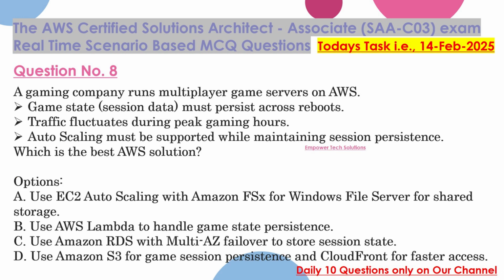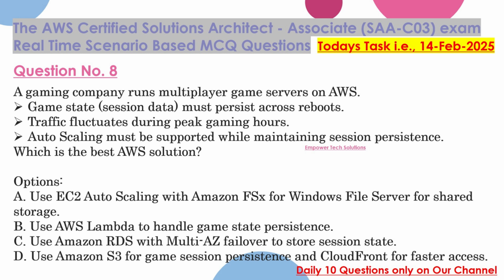Question 8. A gaming company runs multiplayer game servers on AWS. Game state, session data, must persist across reboots. Traffic fluctuates during peak gaming hours. Auto-scaling must be supported while maintaining session persistence. Which is the best AWS solution?